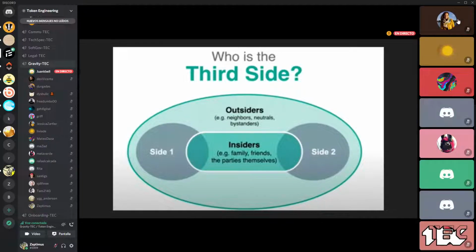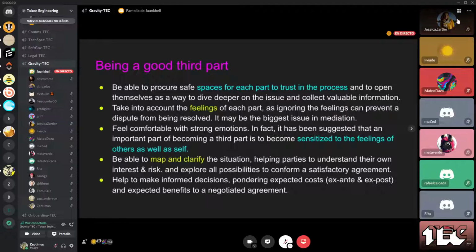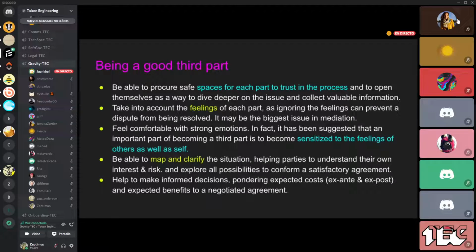So what is being a good third part? Being a good third part is to be able to procure spaces for each part to trust in the process and open themselves on the issue and collect valuable information. Also, a good third part should take into account the feelings of each part, because ignoring the feelings can prevent the conflict from being solved.